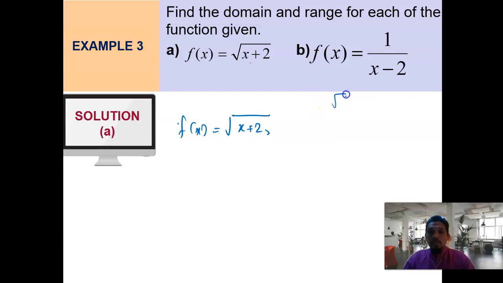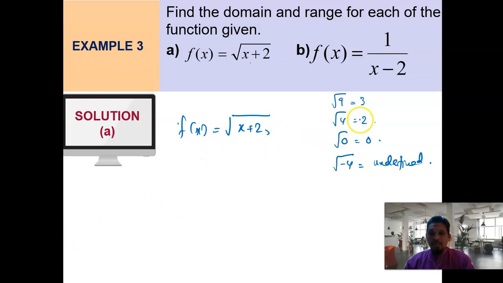As we know, square root of 9 equals 3, square root of 4 equals 2, square root of 0 equals 0, square root of negative 4, I do hope that students still remember, when it comes to the square root of a negative, what's going to happen then? Yes, we are dealing with imaginary or complex numbers. But in this case, we are dealing with only real numbers, meaning this one is undefined.